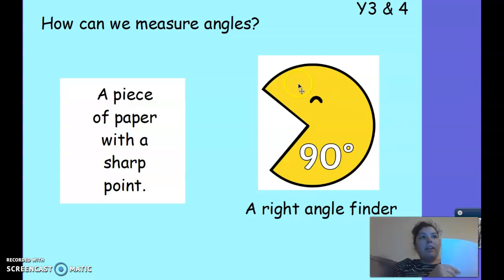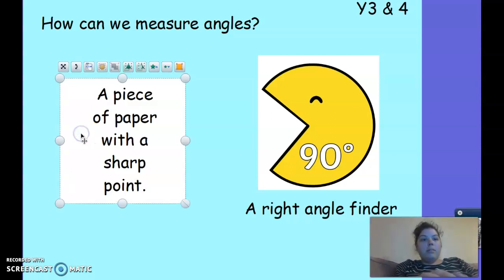I have put some that look like this Pac-Man onto the website, so if you have got a printer at home, you're more than welcome to print one of these off. But I'm going to be showing you with a piece of paper, because I know everybody will have that whether you're in school or at home. We can use the paper to help us identify those angles.